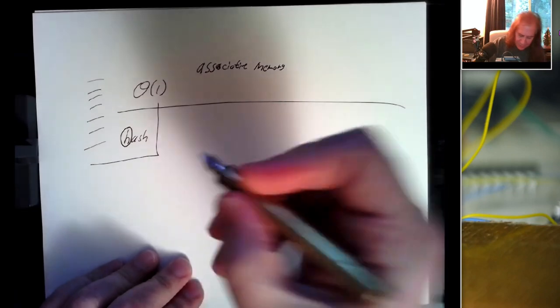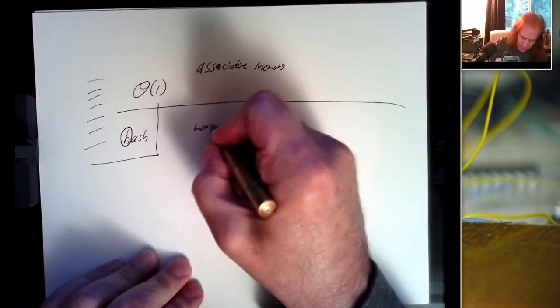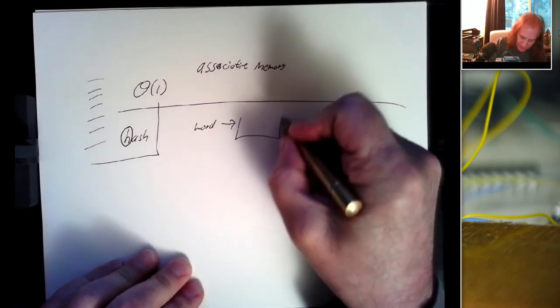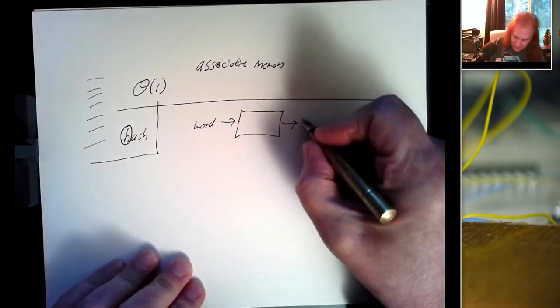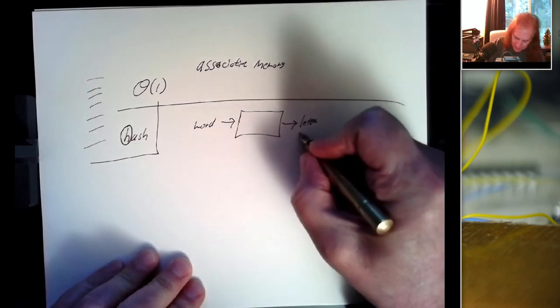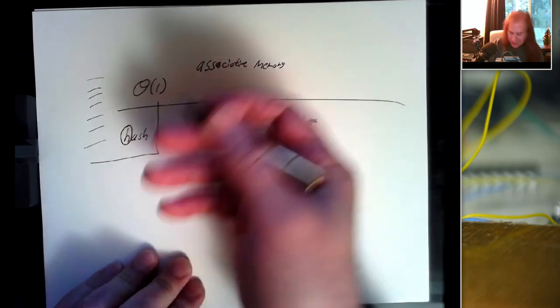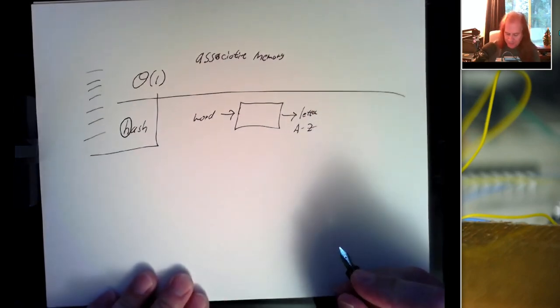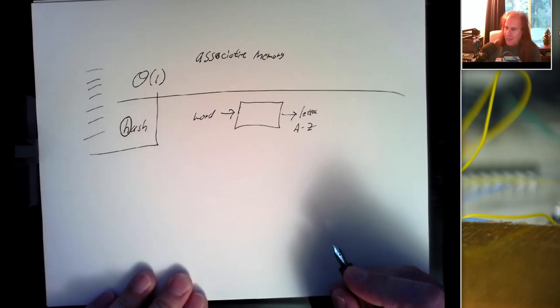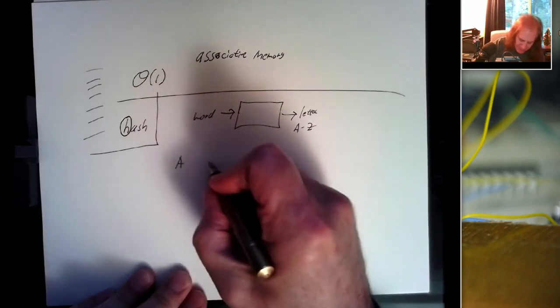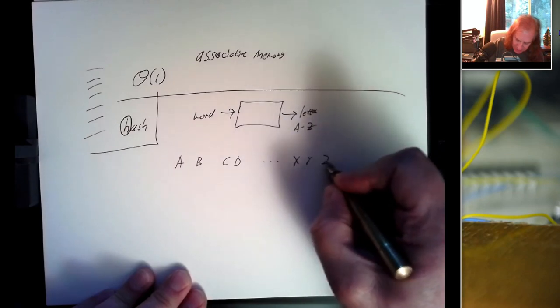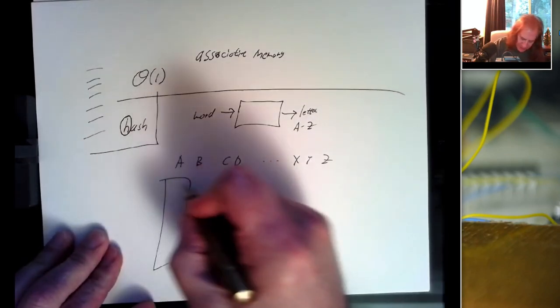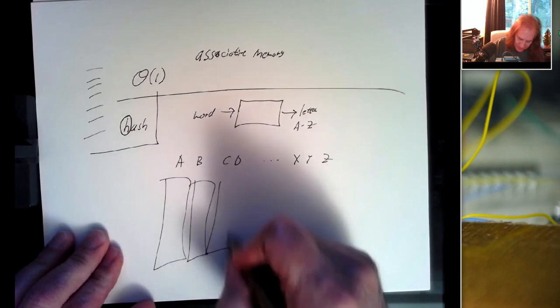So imagine, for example, if you wanted to take a word and put it into this box, and what comes out is a letter, A through Z, which is just the first character of the word. And now we have a map. We have A, B, C, D, X, Y, Z, and maybe each of these corresponds to an array.